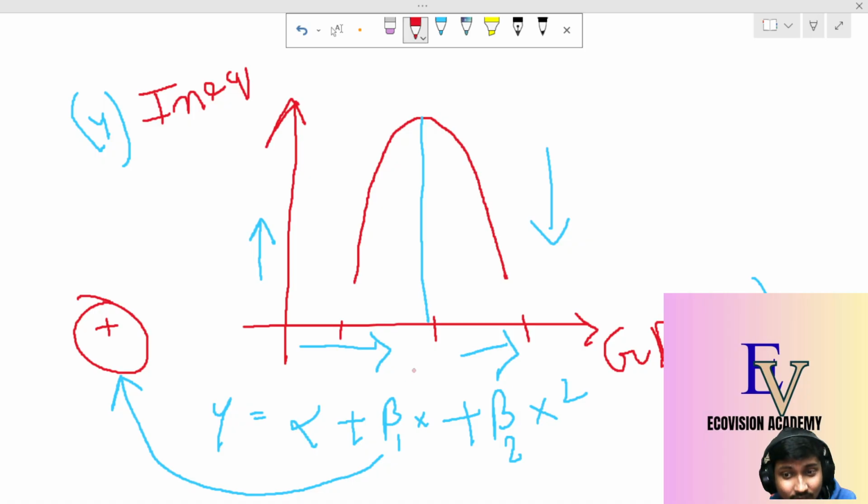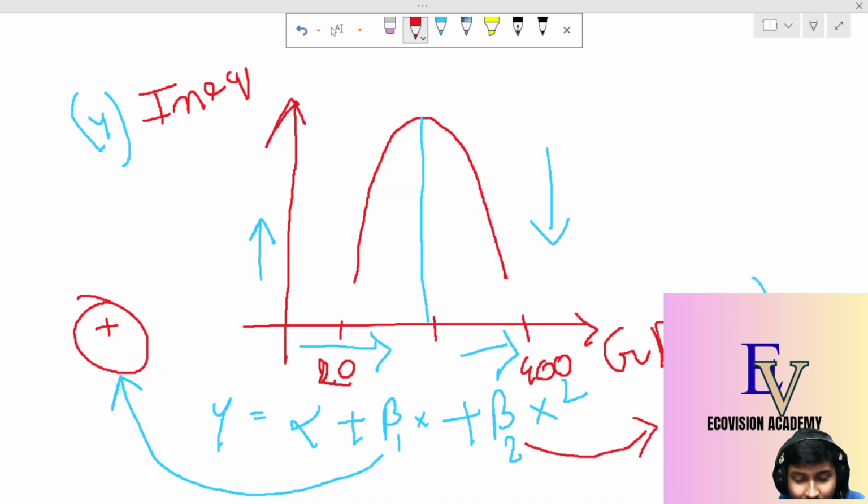But what is x square? Suppose this is 20 and this is 400. So this is x square. What should be the value of beta 2? Positive or negative? What should be the sign? Positive. So if x also increases, then does inequality increase or fall?